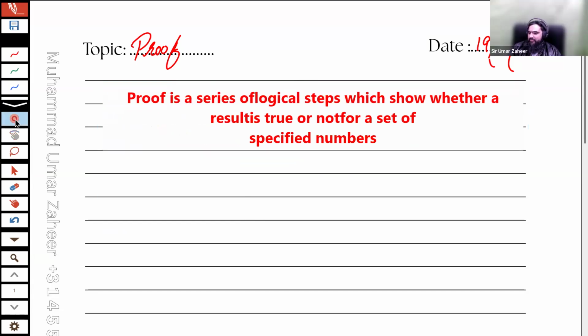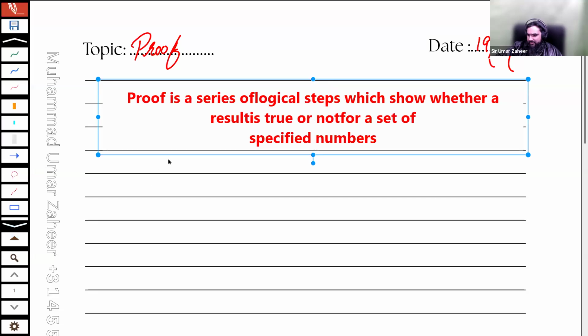Basically, in the proof, what we are doing, we are just going to be using the logic steps. We have to give a specific logic that, for example, if it is divisible by 2, so this means that it is an even number. So this is the logic. So you have to give the series of the logic steps which shows that the result is true or false.